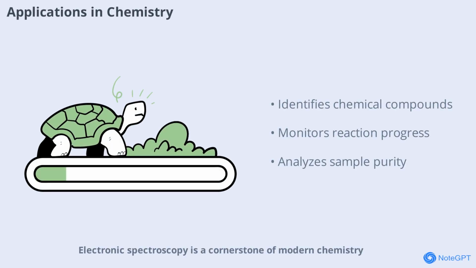Electronic spectroscopy is a cornerstone of modern chemistry. It's used to identify compounds, determine concentrations, and study reaction mechanisms. For example, chemists use UV spectroscopy to monitor the progress of reactions or to analyze the purity of samples. The ability to probe electronic structure makes spectroscopy an indispensable tool in analytical and physical chemistry.